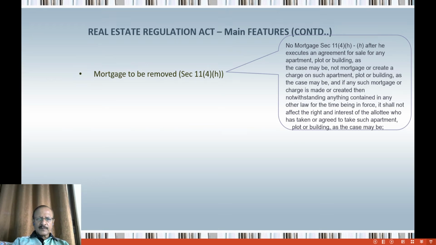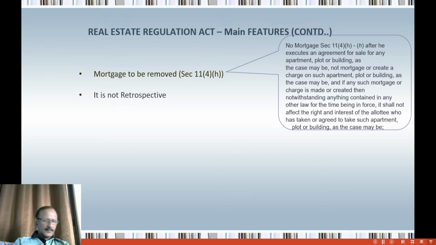The important thing, the section reads as: after he executes an agreement for sale for any apartment, plot, or building, as the case may be, he shall not mortgage or create a charge on such apartment. And further it says that if such mortgage or charge is made or created by them, notwithstanding anything contained in any other law, it shall not affect the right and interest of the allottee who has taken or agreed to take such apartment, plot, or building. So one is he can't mortgage. If he mortgages, then it will not affect the buyer's interest.